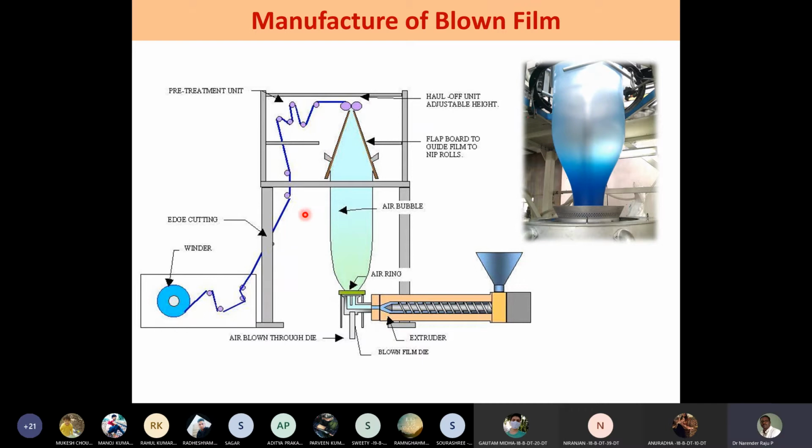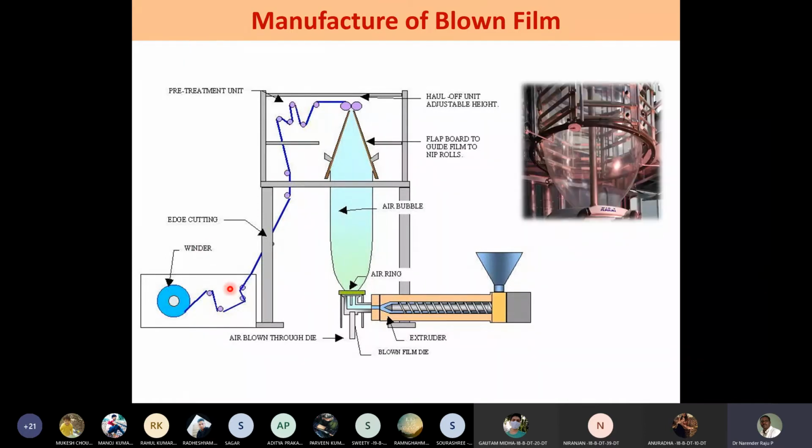This is a typical one, how it is getting expanded from the extruder. The normal width is like this, but when it is blown in the presence of hot air, the diameter of the tube increases, and the increased diameter is collapsed at the top, and that film with increased diameter is rolled at the end. This is a transparent one.